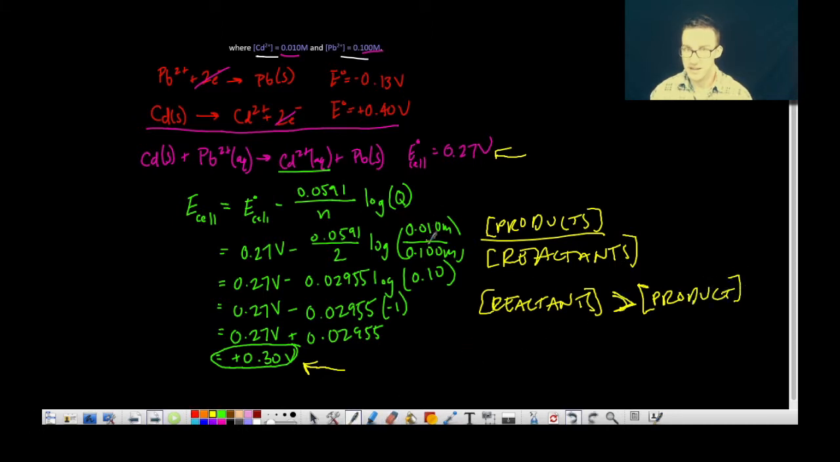Because of that, your denominator is larger than your numerator, so you're going to have a reaction quotient that is less than 1. And when you take the log of a reaction quotient that is less than 1, you're going to get a number that is less than 0. Therefore, you're essentially going to be adding to the standard cell voltage. And so you're going to get a non-standard cell voltage that is greater than your standard cell voltage.